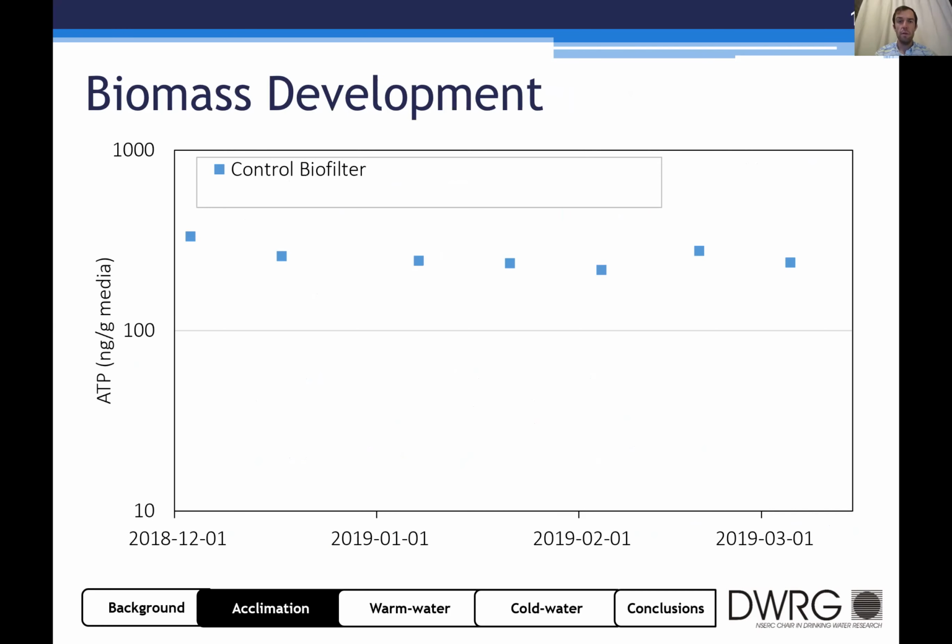So when we looked at biomass development over the period of December to the middle of March, we saw that the control biofilter had relatively stable biomass density, and it didn't really change very much, which was nice to see, that it was well acclimated and performing biologically. The full-scale filter, which again had chlorinated surface sweeps, had generally good biomass development, but it was lower than the control because of that exposure to chlorine that it would have.